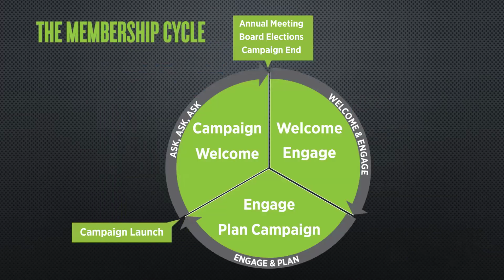The membership cycle, you can think of it, as I said, as a year-round cycle that goes in a circle here. So at the bottom left, you see the campaign launches, and that's when you are sending out your promotional material, visiting businesses, sending out emails, making phone calls. Those are when the asks are happening, and that's a 3-4 month process leading up to your annual meeting where you have your board elections and the campaign ends.